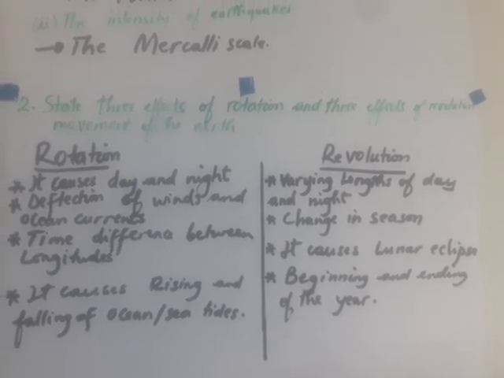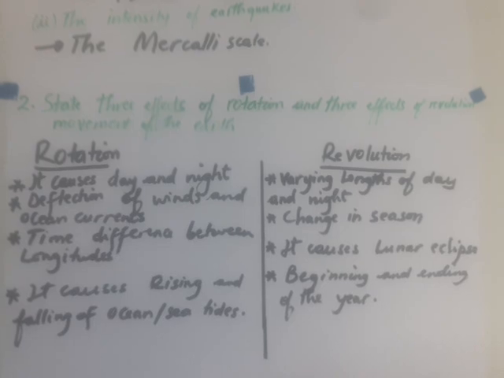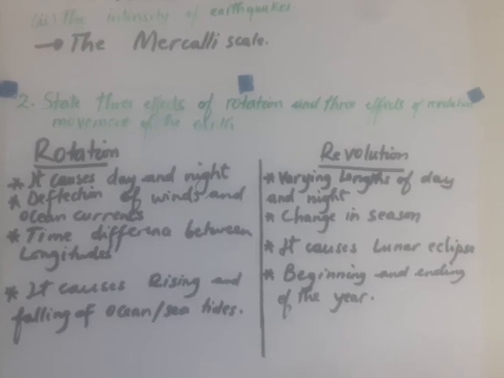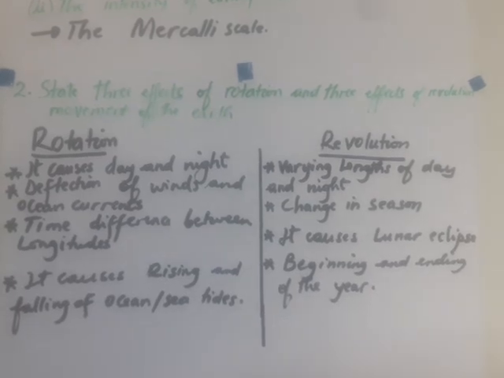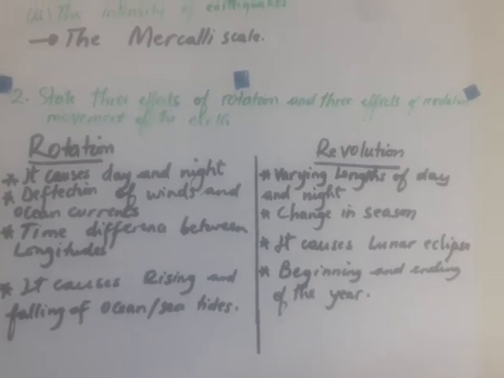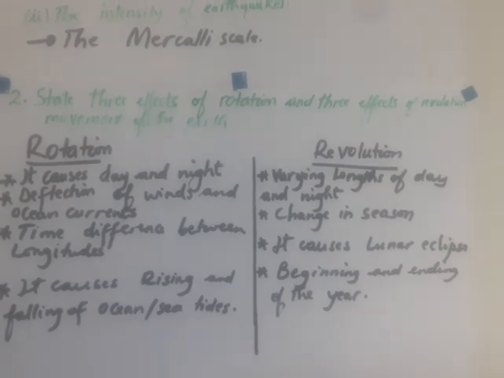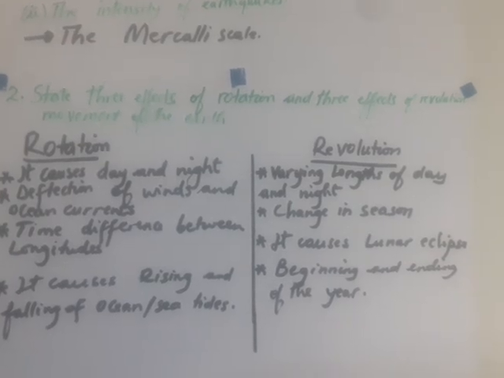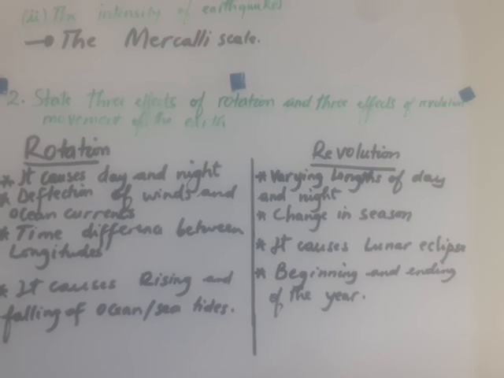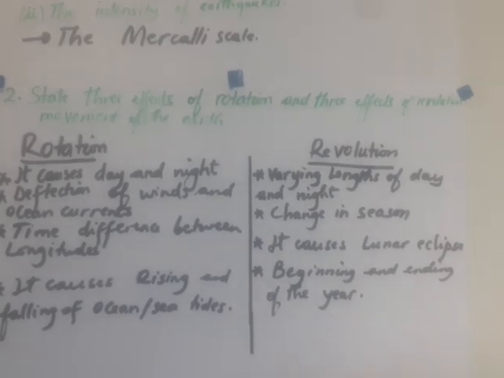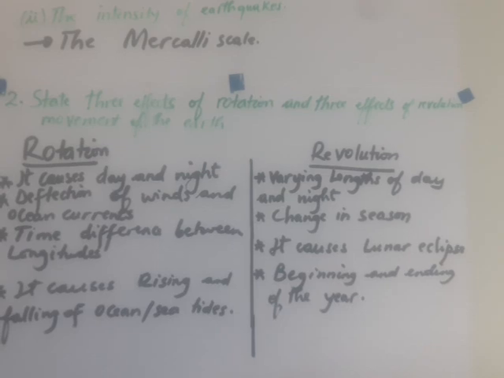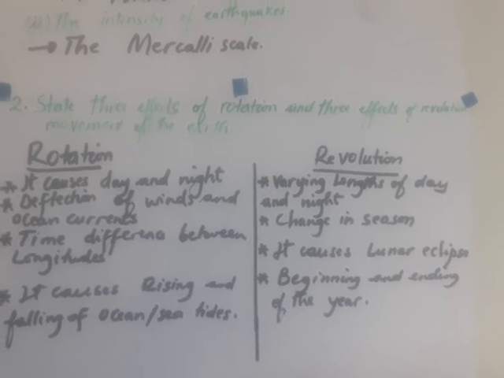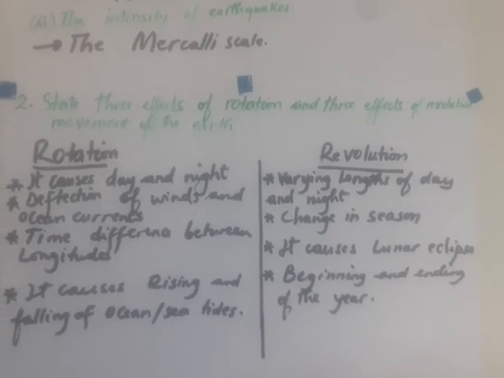We have also time difference between longitudes. So the time between two longitudes is not the same. From 0 degree to 15 degree, there is 1 hour, and from 15 to 30 degree, we add another hour or subtract another hour depending on the direction. If you are going to the eastern side, we add 1 hour, but if we are going to the western side, we subtract 1 hour. So between two longitudes, there is time difference.